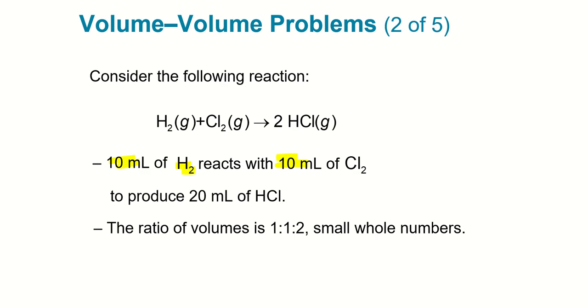And here, for example, we have hydrogen and chlorine forming hydrochloric acid. So I have 10 milliliters of hydrogen that will react with 10 milliliters of Cl2, or chlorine, to produce 20 milliliters of HCl. The ratio of volume is 1:1:2. What is this? These are the coefficients that you see here. So even when you don't see numbers, it's 1, 1, 2.